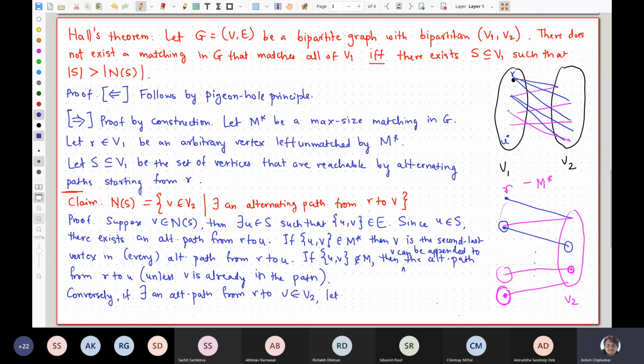Let U be the second last vertex on this path. Possibly U is equal to R. Then U is in S, right? Because if I just chop off the last edge of this alternating path, I'll still get an alternating path, and that will be an alternating path from R to U. So therefore U is in S, and because V is a neighbor of U, V is in N of S.